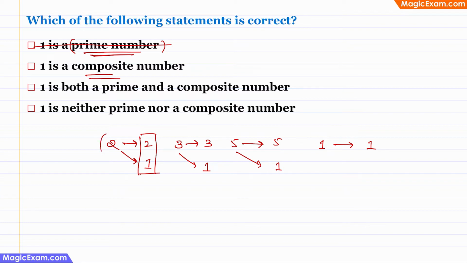We have seen what are prime numbers. Prime numbers have two factors, itself and 1. Composite numbers are numbers like 6, which have more than 2 factors. For example, 6 can be divided by 6, it can be divided by 3, it can be divided by 2, or it can be divided by 1. So 6 has more than 2 factors. Therefore, 6 is a composite number. As you have seen, 1 can be divided only by 1.